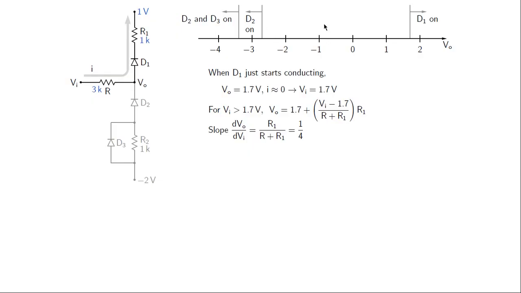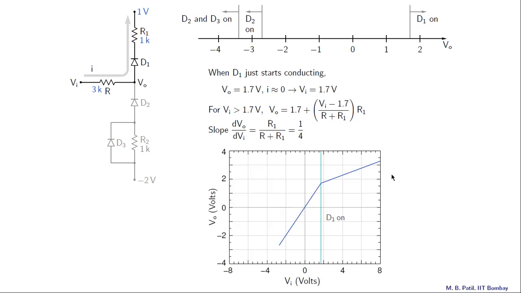Let us look at this region now when no diode is conducting, and in that case no current in this branch, no current in this branch, and therefore the current through R is 0. So therefore there is no voltage drop across R and VO is equal to VI. Alright, let us now look at the VO versus VI relationship for these two regions.